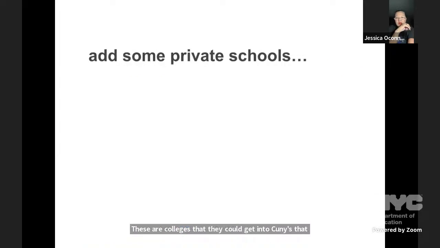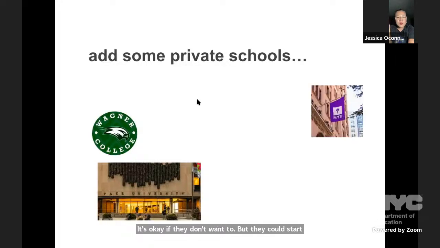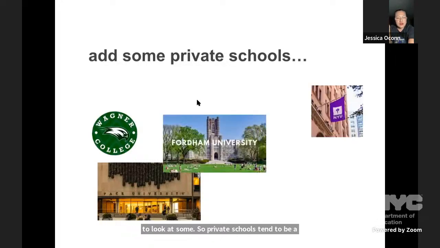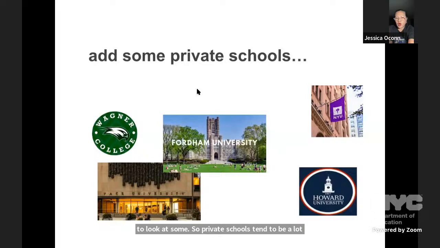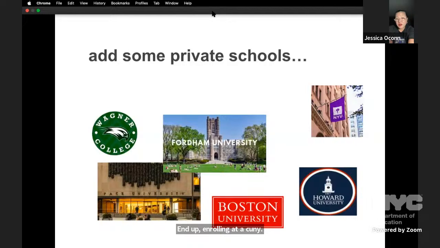They could think about looking at some private schools. It's okay if they don't want to, but they could start to look at some. Private schools tend to be a lot pricier than the CUNYs. CUNYs do tend to be the most affordable options for my students. Over half the senior class does end up enrolling at a CUNY because it is about $7,000 a year, and that's without financial aid.